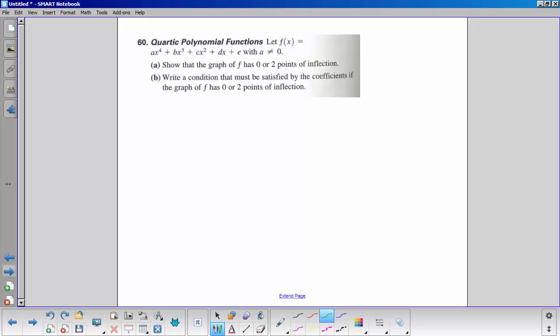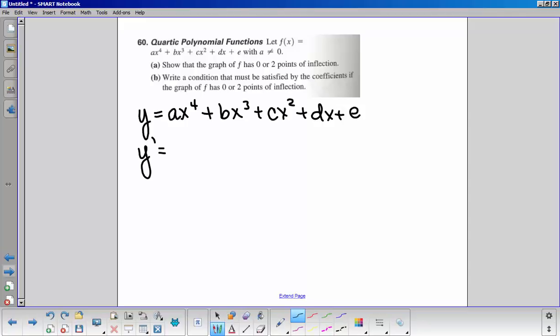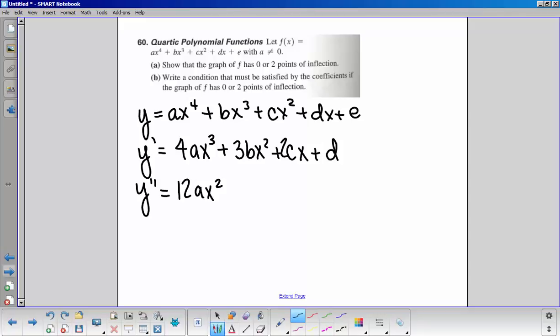60. Show that the graph of f has 0 or 2 points of inflection. So I know that y equals ax to the 4th plus bx cubed plus cx squared plus dx plus e. What is the first derivative? 4a x cubed plus 3b x squared plus 2c x plus d, right? Y double prime: 12ax squared plus 6bx. 6bx. I'm looking at that saying that's 36. I'm sorry, 6bx. That's why I had a momentary lapse of reality there.